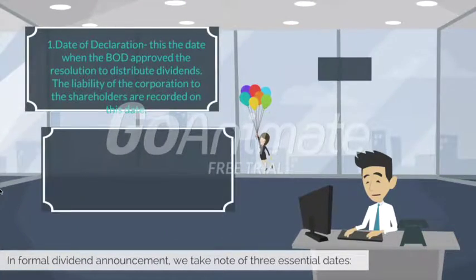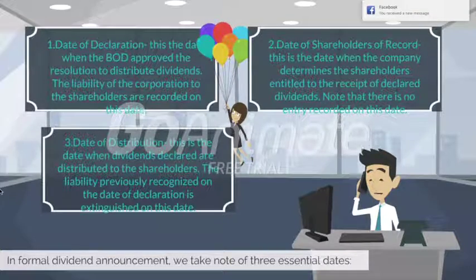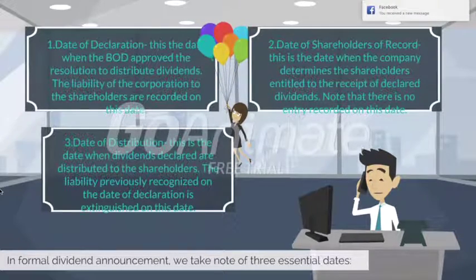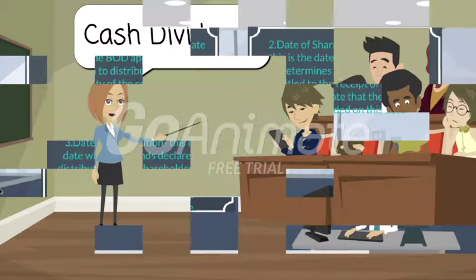Now, let us discuss the different kinds of dividends and what they are about. Date of declaration: this is the date when the BOD approved the resolution to distribute dividends. The liability of the corporation to the shareholders is recorded on this date. Date of shareholders of record: this is the date when the company determines the shareholders entitled to the receipt of declared dividends. There is no entry recorded under this date. Date of distribution: this is the date when dividends declared are distributed to the shareholders. The liability previously recognized on the date of declaration is extinguished.